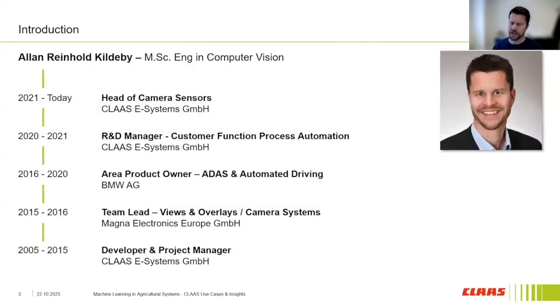All right, so my name is Allan Kildeby. I'm 53, married, 2 daughters. I have a background in computer vision, master's degree from 2002, and I've had the luck of following the transition from what we call classical computer vision into AI-based computer vision firsthand, from the earliest steps until where we are today.